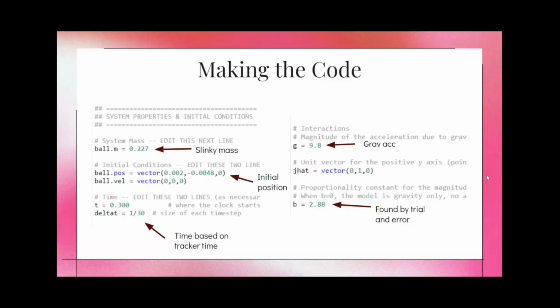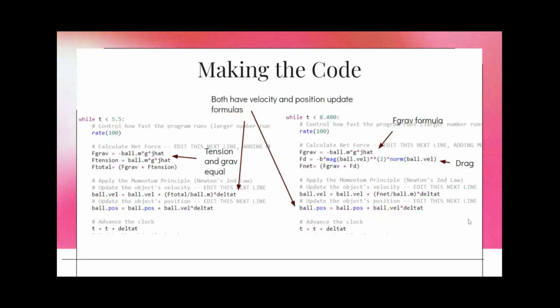So for the coding for this, basically I used the starter code from lab 2, which was where we just dropped a light object and made a computational model with the drag and force of gravity. So for this, I had the mass of the slinky, which I found online, just looked up how much the slinky weighs. The initial position, which, because I'm bad at using Tracker, was a little off, 0, 0, 0, but the time based on the tracker time, the acceleration due to gravity, then the B value for my drag, which I found by trial and error.